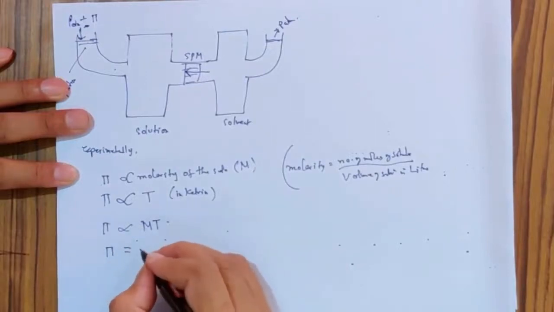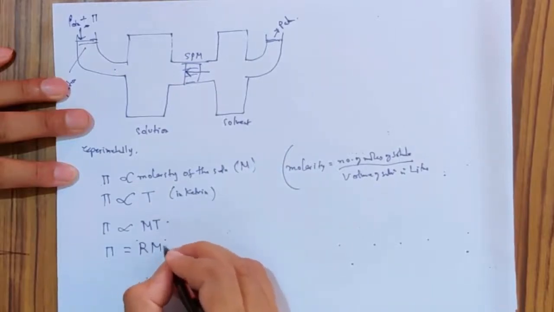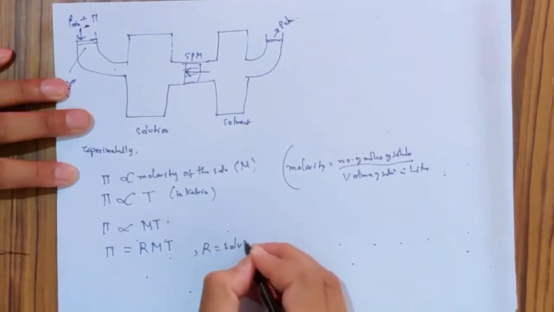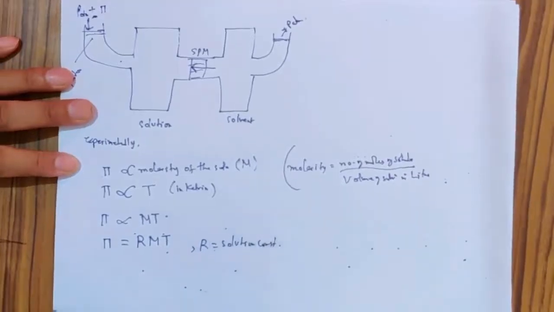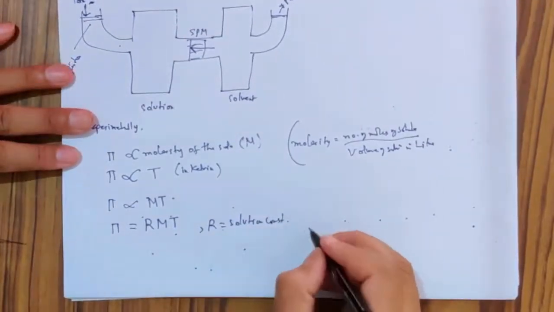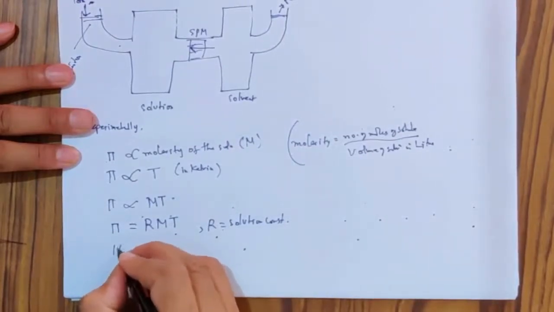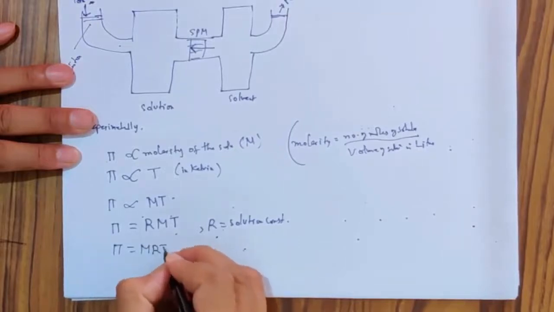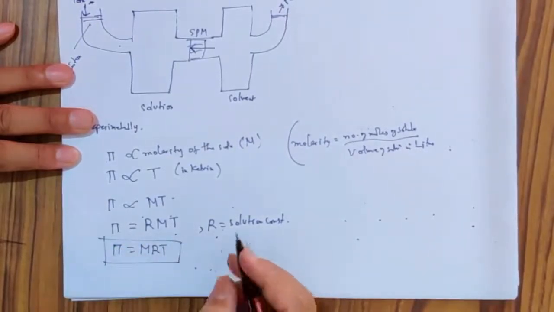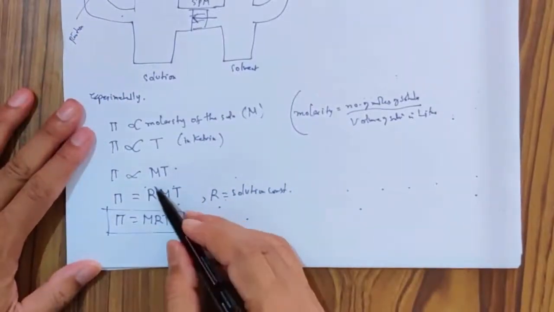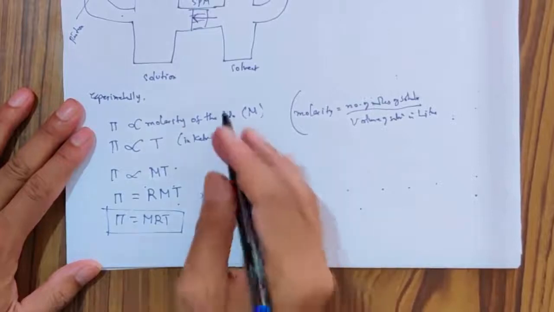Remove this proportionality sign and put an equal to sign, you will get what? There's a constant called solution constant. R is coming. What is R? Solution constant. Okay, so you're right, like MRT. Keep this in mind. This is MRT. What is T? Temperature in Kelvin. What is M? Molarity of the solution.